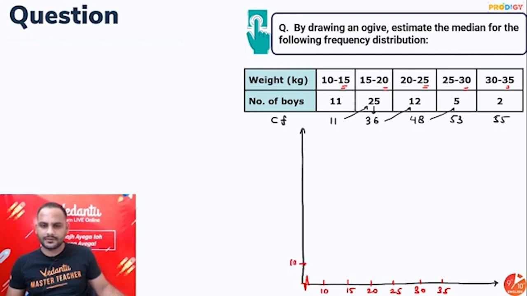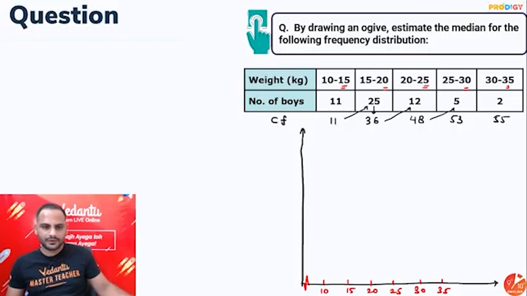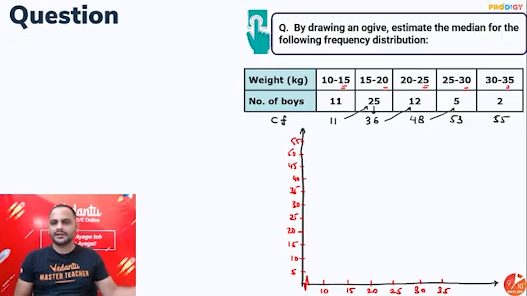So here I'll say 10, 20, 30, 40, 50. Is it too less? Okay, let me take a little bit bigger one. Oh, it got erased, nothing can be done. I have to draw that again. Now here let me take 5, 10, 15, 20, 25, 30, 35, 40, 45, 50 and 55. Done. We have taken the scale, now which points will we be plotting?